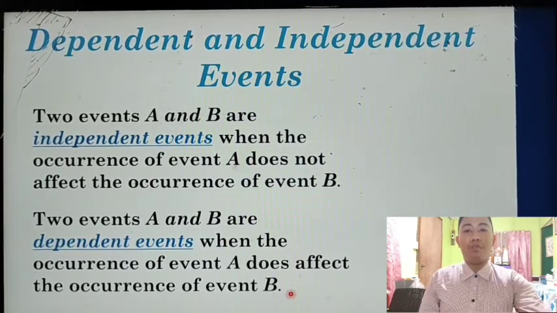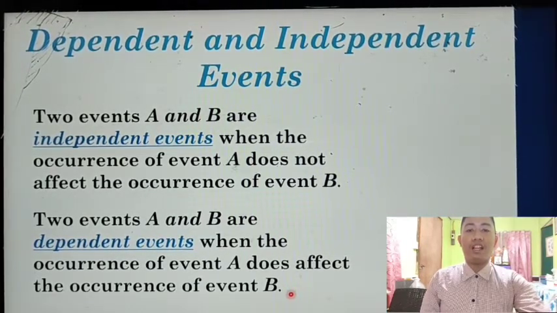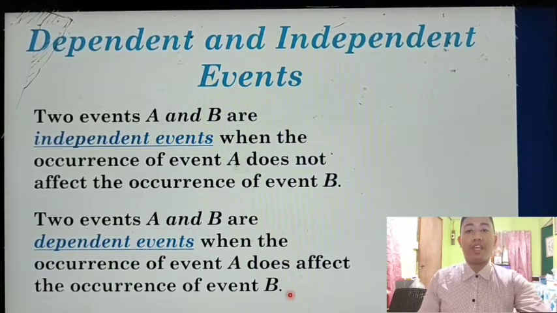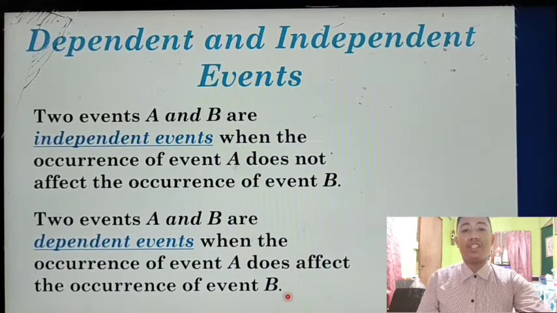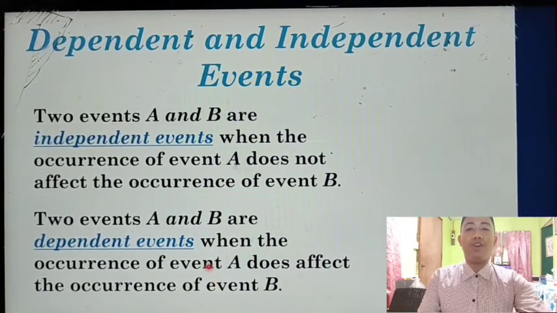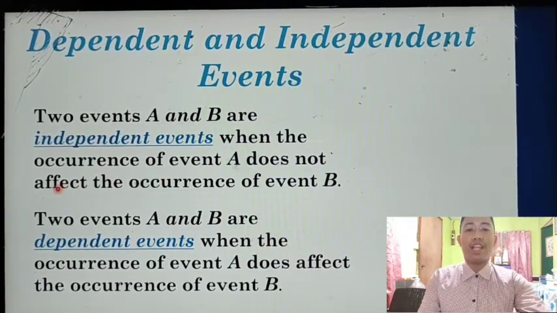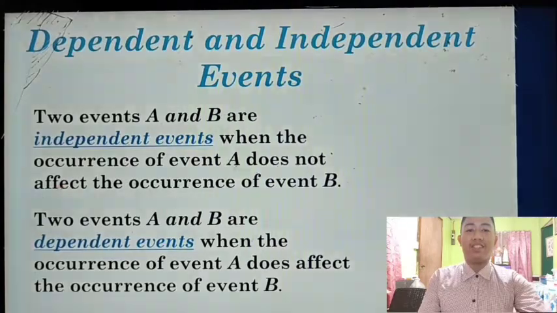For example, when you give birth to the first child, it might be a boy or a girl. On the next child, it's also a boy or a girl. Meaning to say, for the first event, the firstborn child, the choices might be boy and girl, and that is affected by the other event. So that is the difference between dependent and independent events, my dear friends and students.